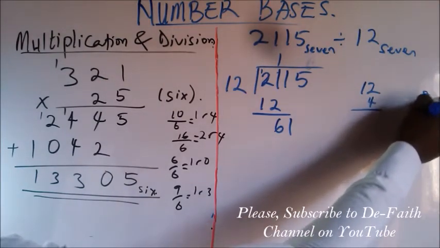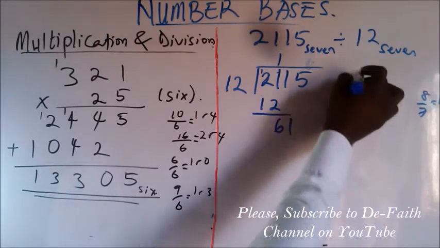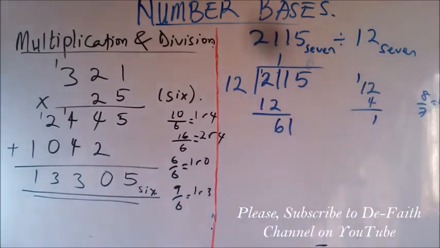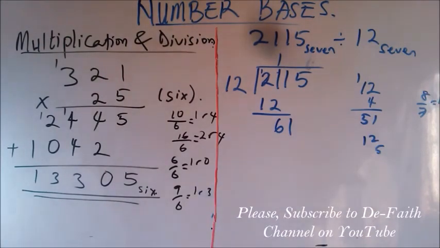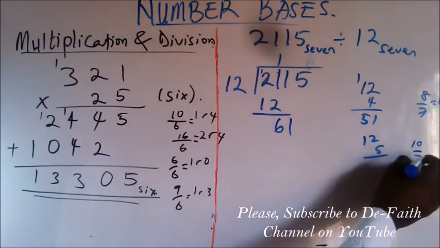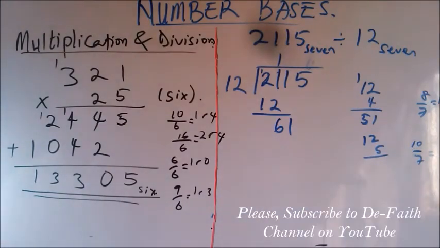So 8 over 7, that's 1 remainder 1. So we have the remainder 1 and bring 1 here. Then 4 times 1, that's 4. 4 plus 1, that is 5. So we have 51. 51 is lesser than 61. What if we try 5? If we say 5 times 2, that gives 10. Then 10 divided by 7, because we want to have it in base 7.